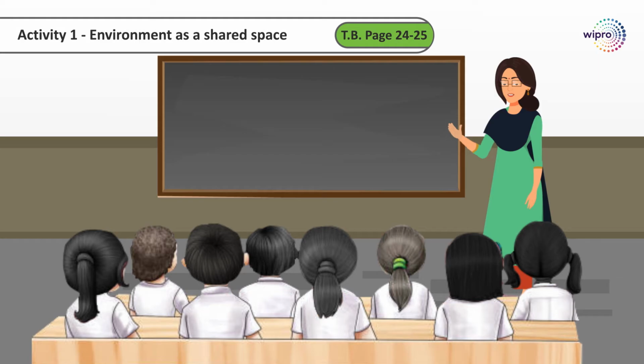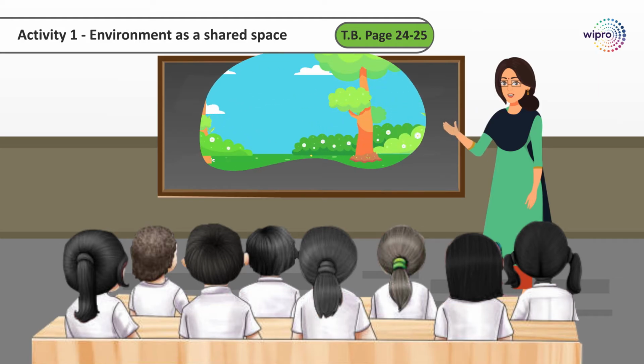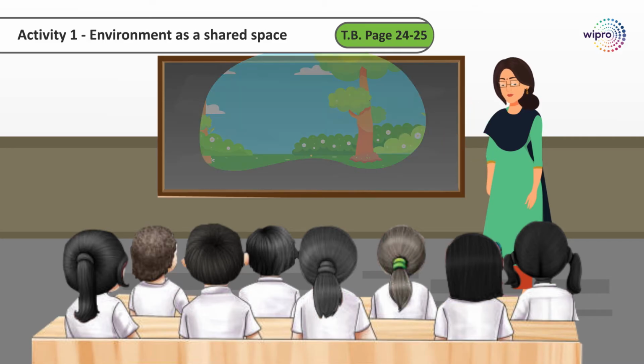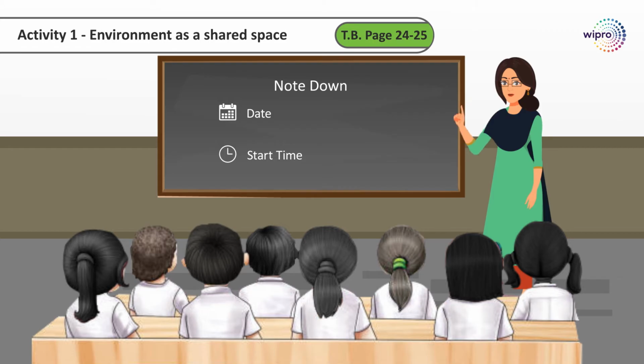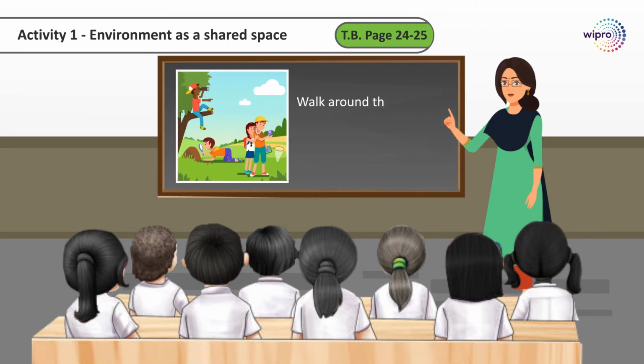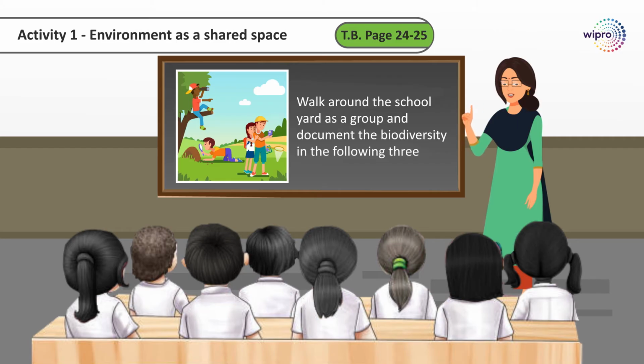Before undertaking this activity, choose a good time of the day to go out and explore. Morning or evening when it is not too hot is ideal. Note down the date, start time, season and the weather. Walk around the schoolyard as a group and document the biodiversity in the following 3 steps.